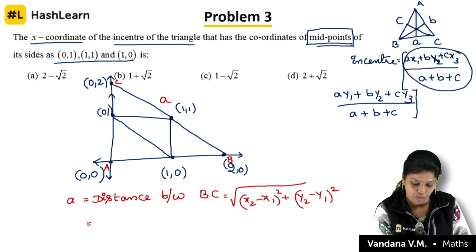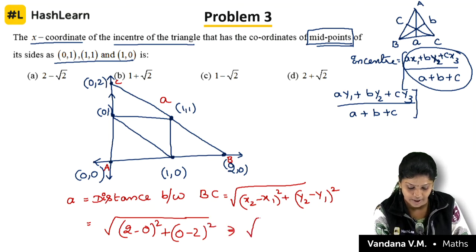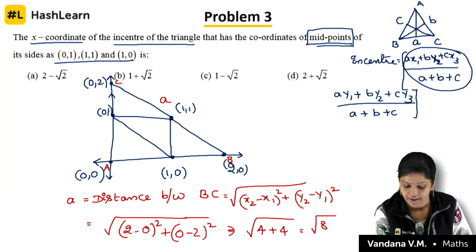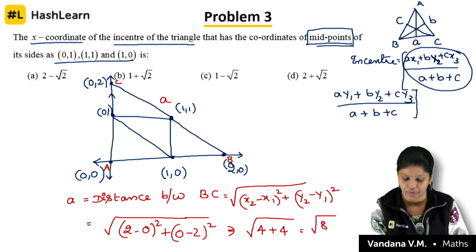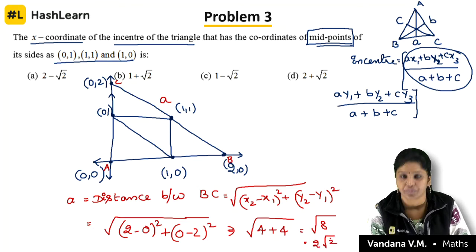So, apply that, what will you get? Square root of (2 minus 0) whole square plus (0 minus 2) whole square. What will you get? 4 plus 4, that is root 8. This can be written as root of 4 into 2. So, 4 comes out of the root as 2, and it becomes 2 root 2.